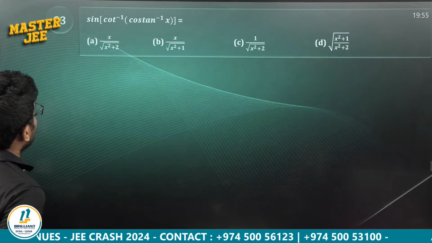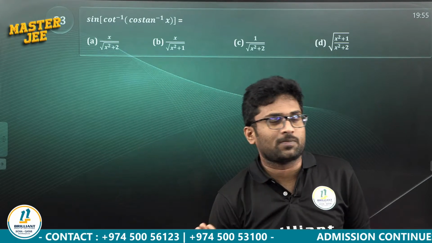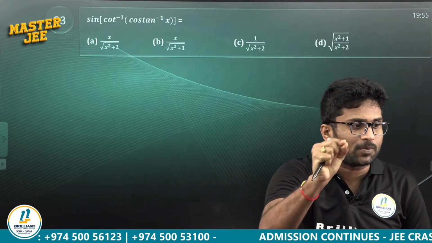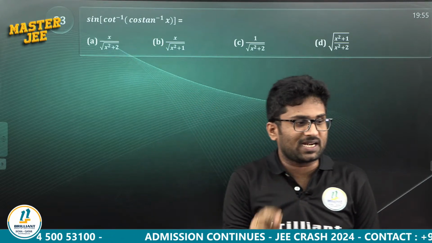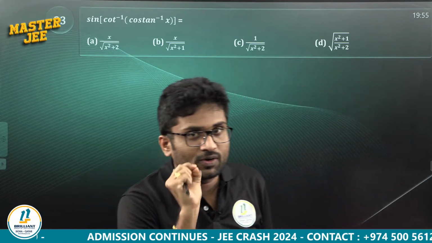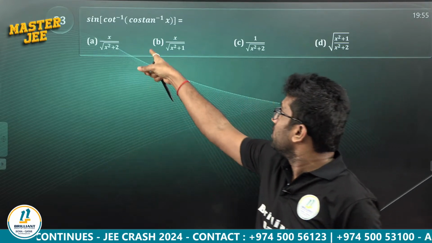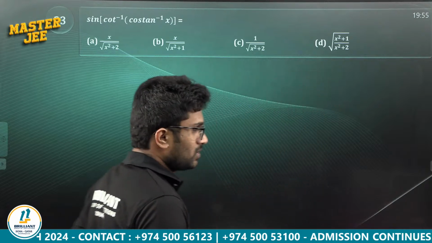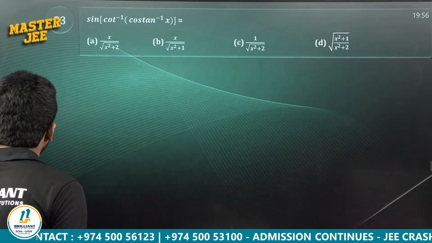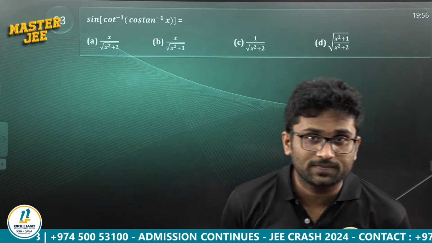Coming to the next question, sine of cot inverse of, can anyone tell me which property we are supposed to use to solve this particular 23rd question? Just tell me the property, that's it. Today I have given some names to the properties also. Which property we are supposed to use to simplify this? Tell me guys.